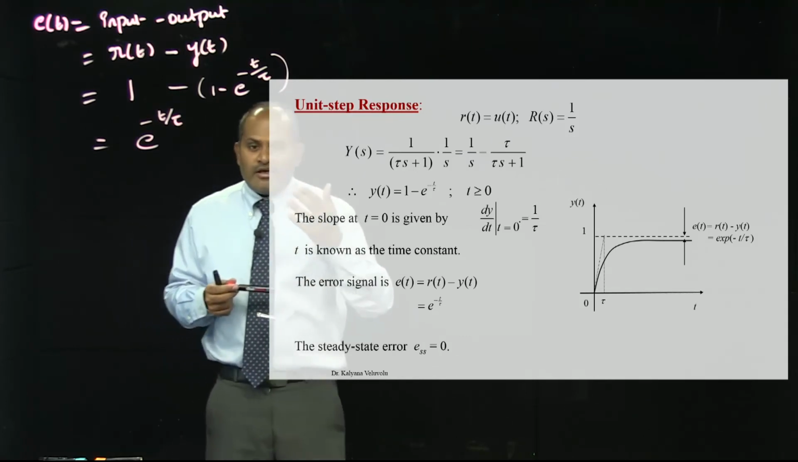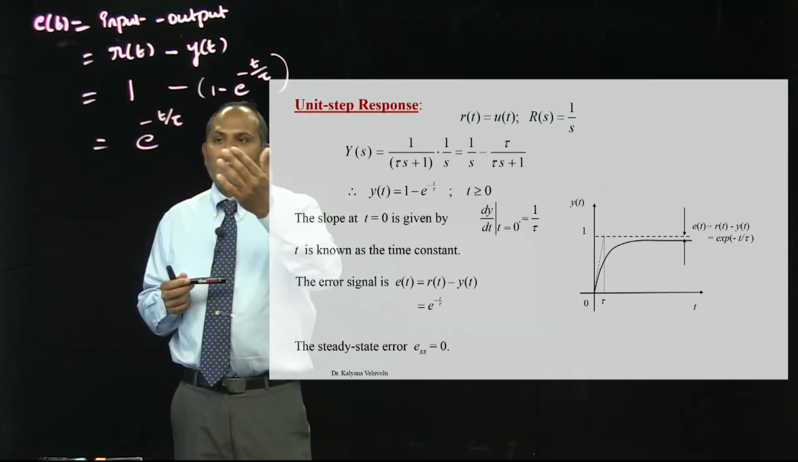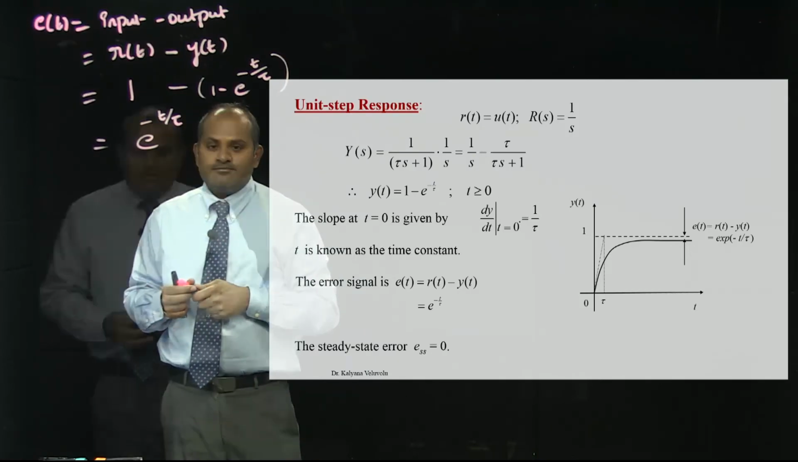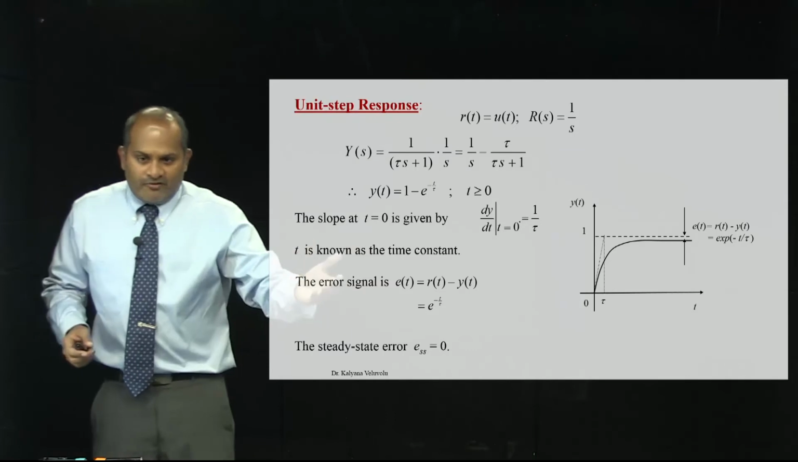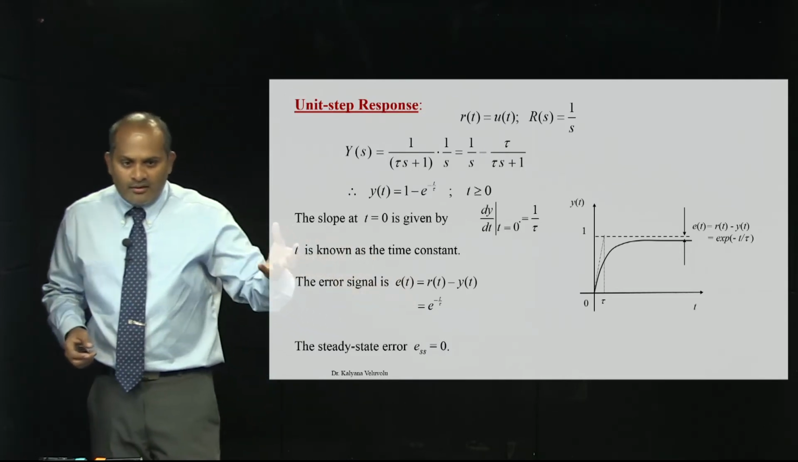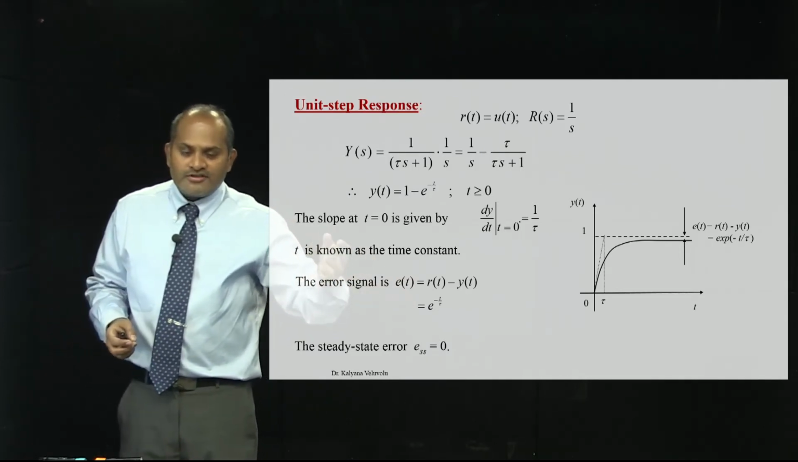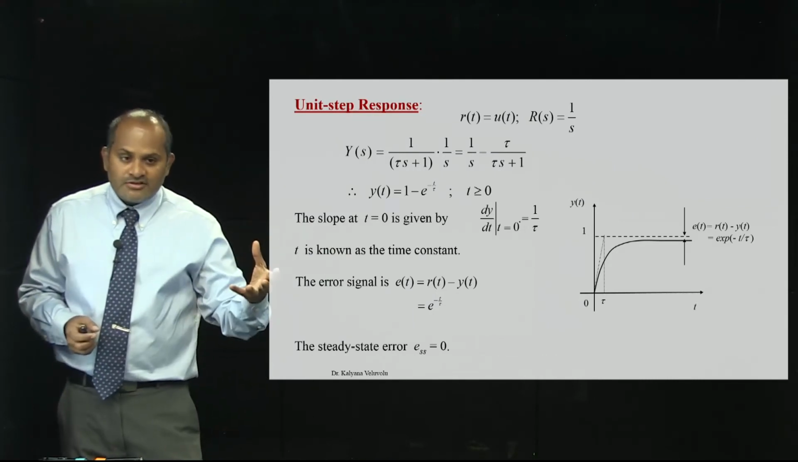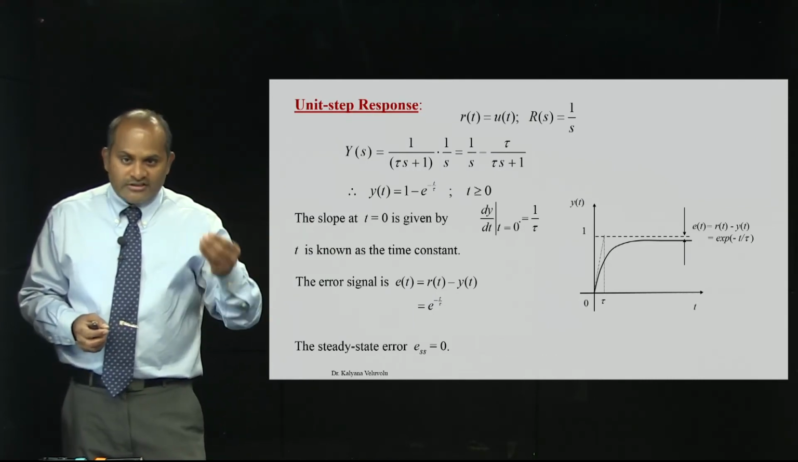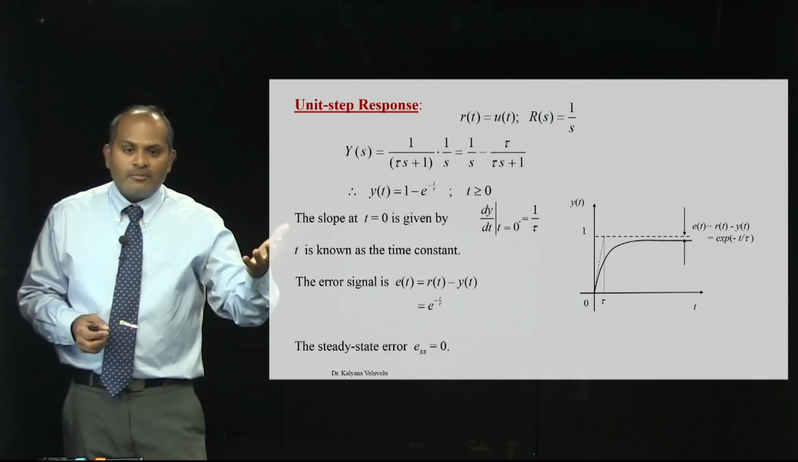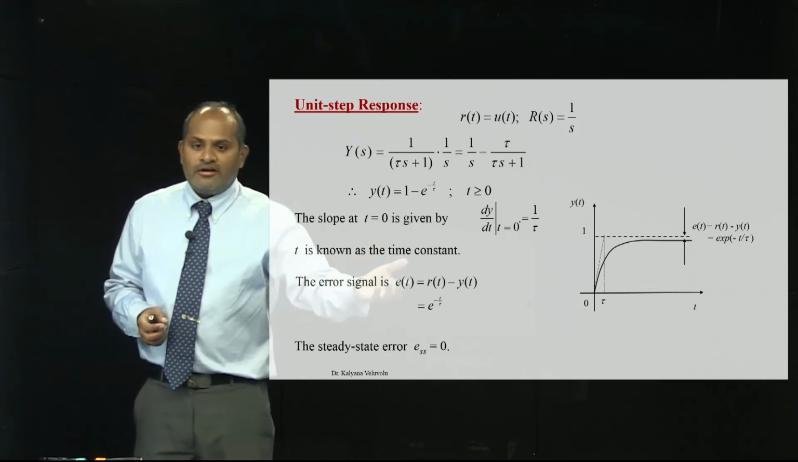This error dynamics helps us analyze the behavior of the system. If you analyze the difference between the reference and the output, what we have is e power minus t by tau, and this changes with the system. When I say it changes with the system, I mean when the time constant changes. For different systems you have different time constants, and different time constants result in different error dynamics.